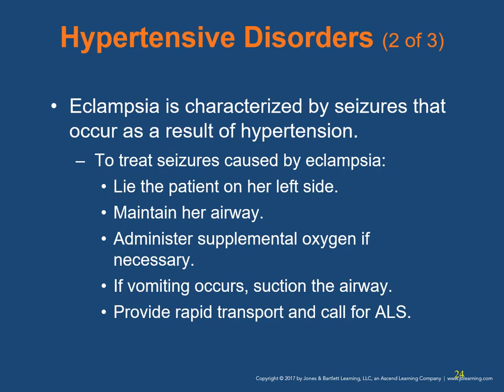A related condition is eclampsia, characterized by seizures that can occur as a result of hypertension. To treat the patient having seizures caused by eclampsia, lay the patient on her left side, maintain her airway, and administer supplemental oxygen if necessary. If vomiting occurs, suction the airway, provide rapid transport, and call for ALS intercept if available.